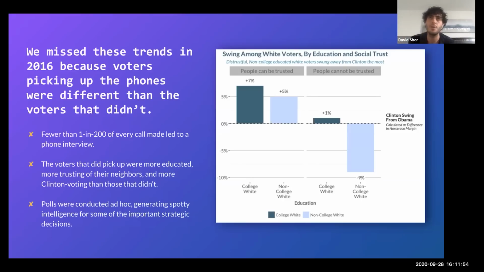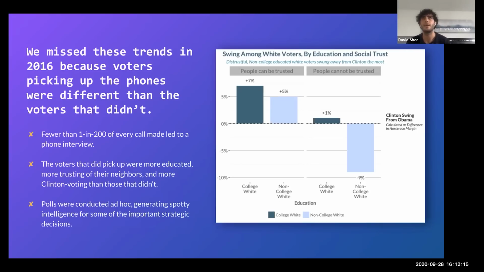Basically, when you ask people, do you think that people can generally be trusted, or do you think people should keep to themselves? Only 30% of people say that people can generally be trusted. And that percent has been precipitously declining by about 1% per year for the last 40 years, probably concerning, but outside the scope of this talk. And so, why does that matter?